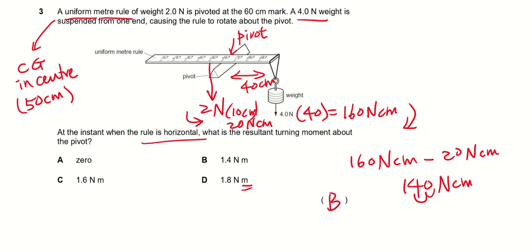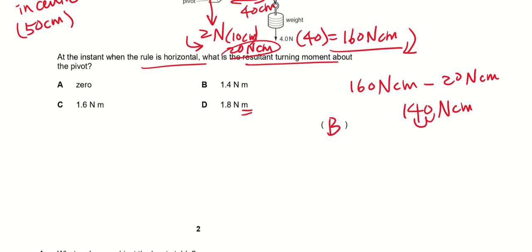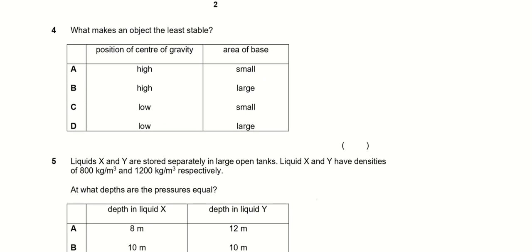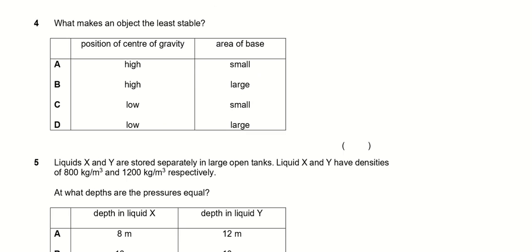In this case, they tell us that there is a resultant turning moment. Unless the resultant turning moment is 0, it will not be balanced. You can see that the clockwise moment is larger than the anti-clockwise moment. That's why it will rotate anti-clockwise. Sorry, it will rotate clockwise.